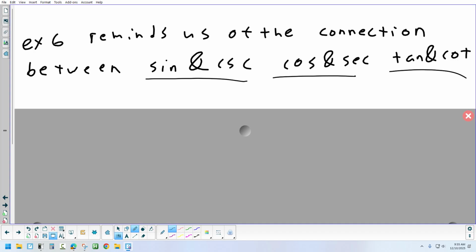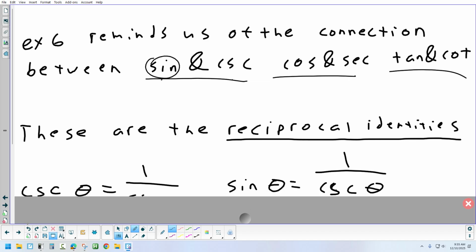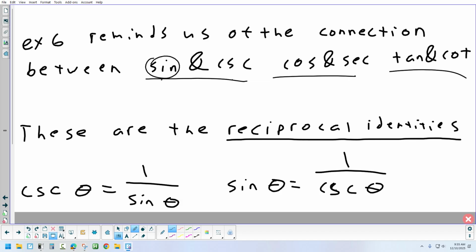So if you put the word co in front of this, what do you get? Do you get this? No, you get cosine. So sine and cosine would be cofunctions. But this is another relationship we talked about. They're both reciprocals. You flip the one on the left to get the one on the right.